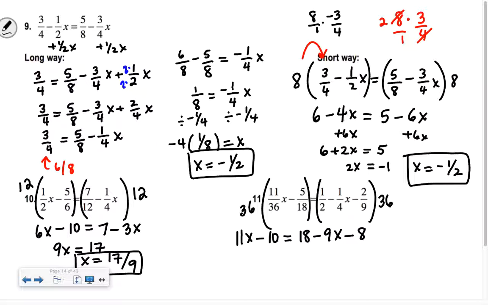Where does the 6 come from on number 9? Where did the 6 come from? Like how'd you get 6? Oh, this one? I got the 6 by doing 8 times 3 over 4. Oh, okay. Does that make sense?